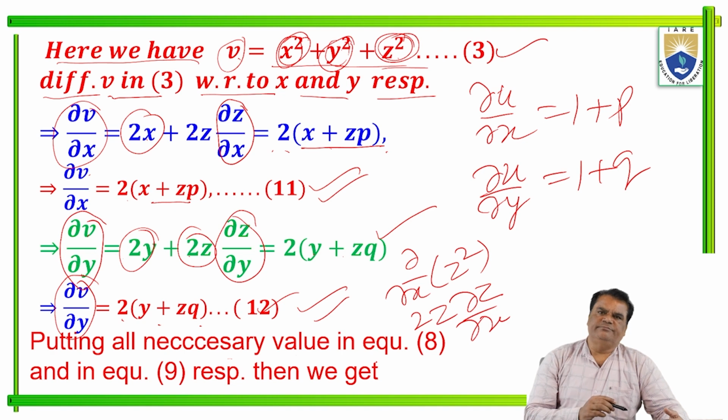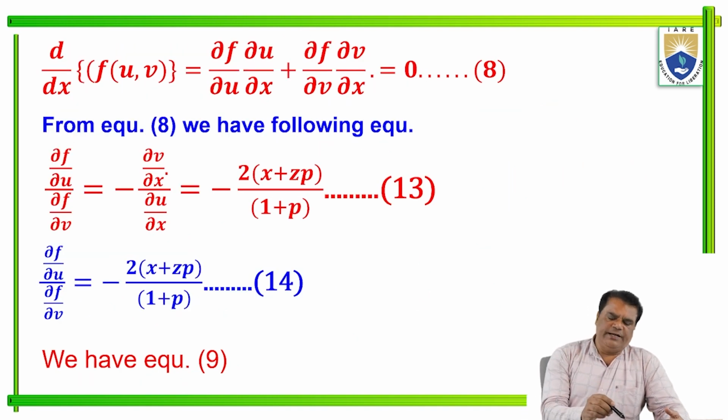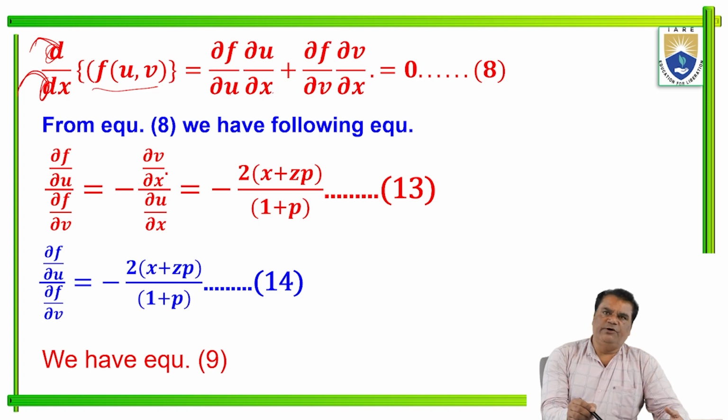Then we get equation 8 and equation 9. Now, what is equation 8? This is equation 8: ∂/∂x of f(u, v) equals ∂f/∂u times ∂u/∂x plus ∂f/∂v times ∂v/∂x equals 0. Now, putting in the values here.